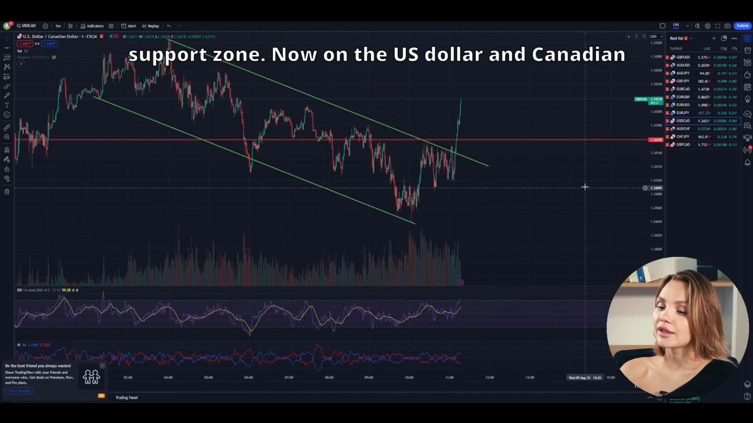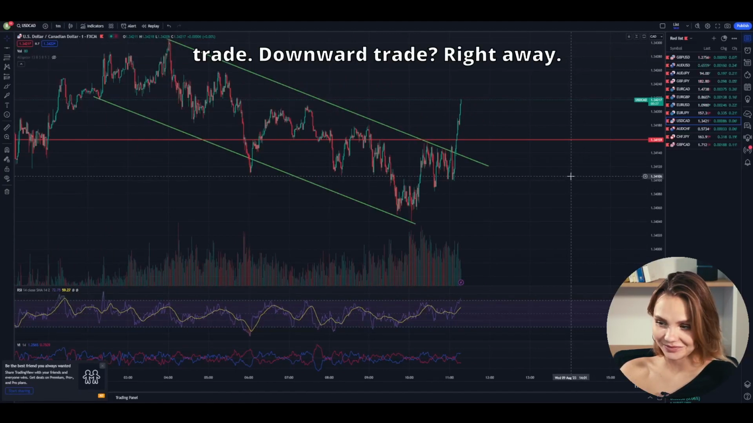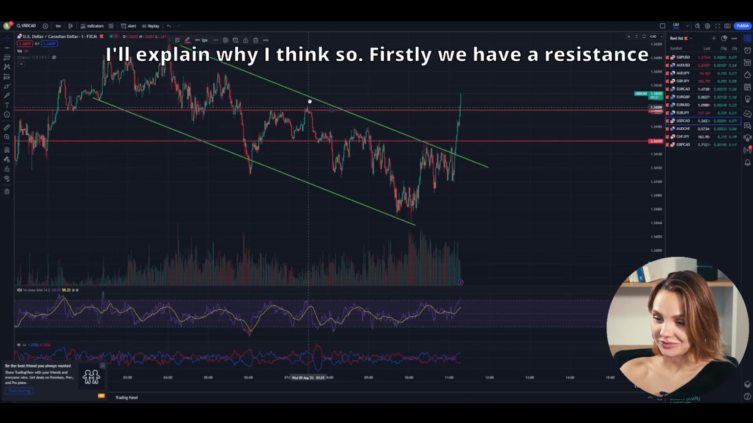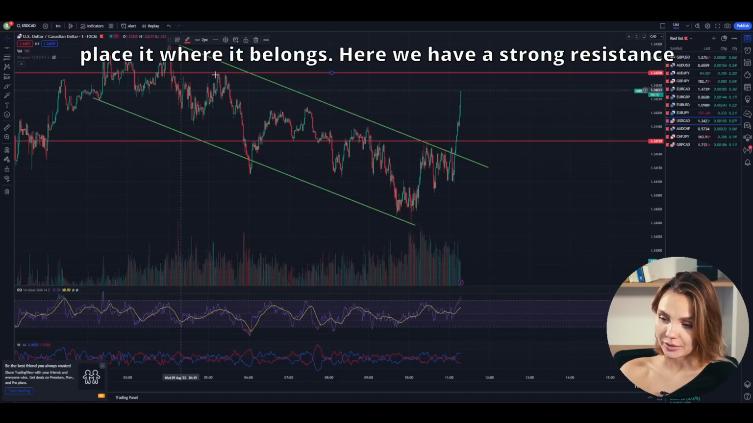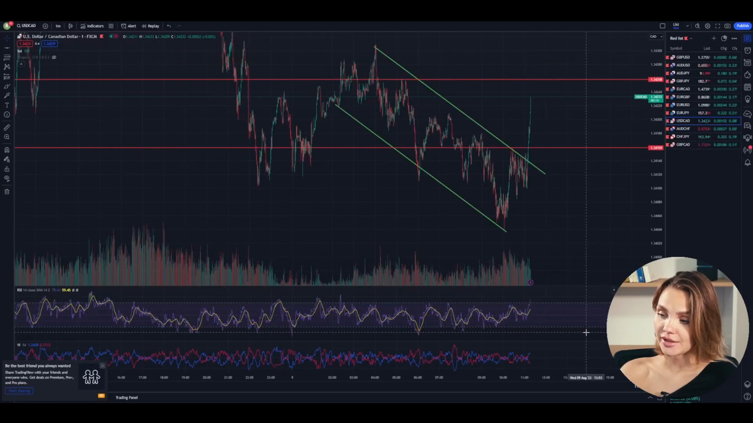Now, on the US dollar and Canadian dollar currency pair, we can go for a downward trade right away. I'll explain why I think so. Firstly, we have a resistance zone nearby. I'll copy this line and place it where it belongs. Here we have a strong resistance zone where the price has rebounded twice.